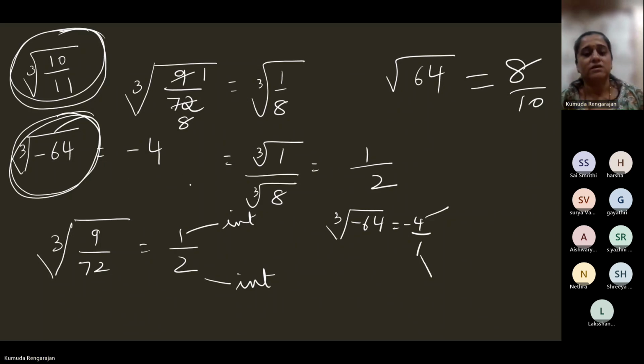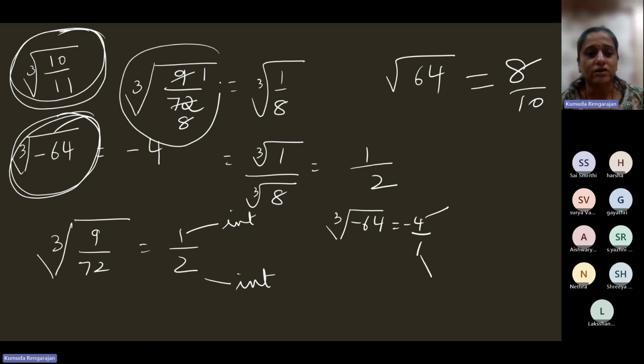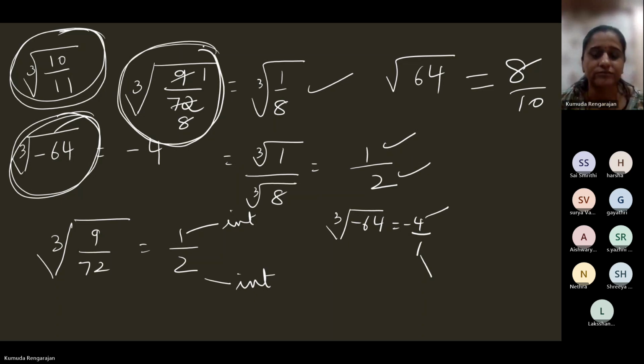This one also, on simplifying, we get 1/2. First we simplify 9/72. 9 ones are 9, 9 eights are 72. So we have cube root of 1/8. The cube root of the numerator 1 is 1. The cube root of the denominator 8 is 2. 1/2, integer by integer, rational number. So this one is a rational number.